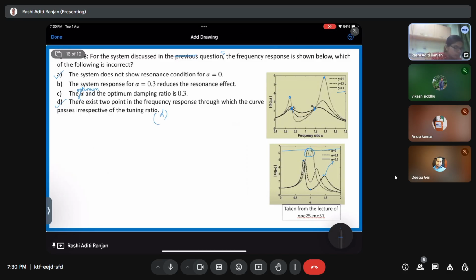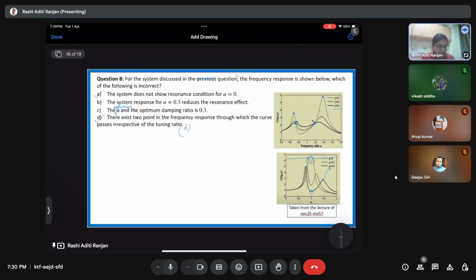Now again, if I talk about the parameter alpha, here also you can see with the increase of alpha, the resonance effect is reducing, right? In fact, it is also important to see that for omega 1, I'm having the minimum amplitude that is possible for all the values of omega, right? I hope this is clear. Now coming on to question number 9.